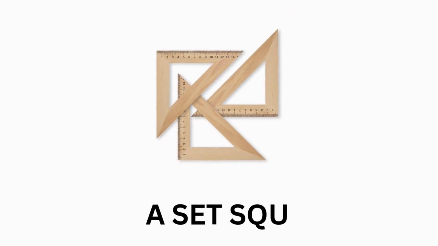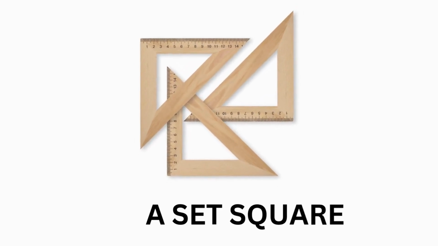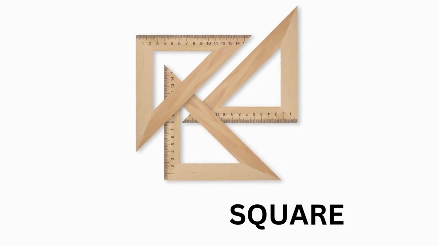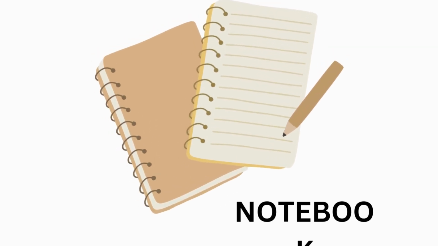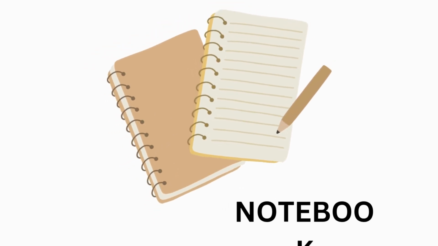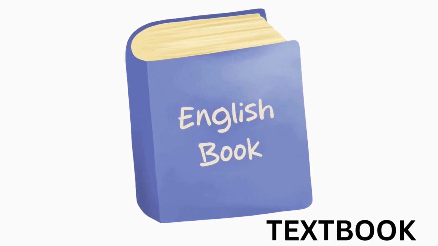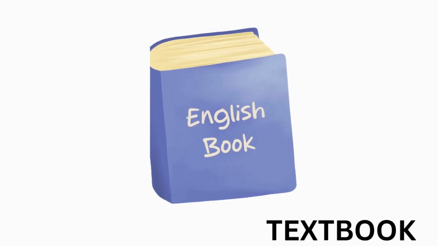This is a set square. A set square. We draw right angles and straight lines with the set square. This is a notebook. Notebook. We write in the notebook. This is a textbook. Textbook. We learn from the textbook.